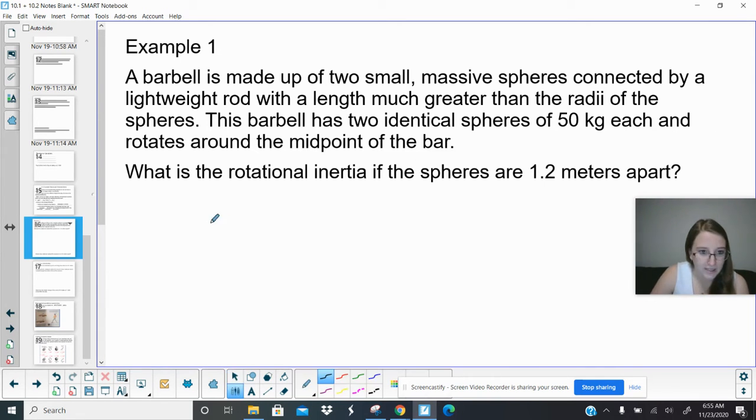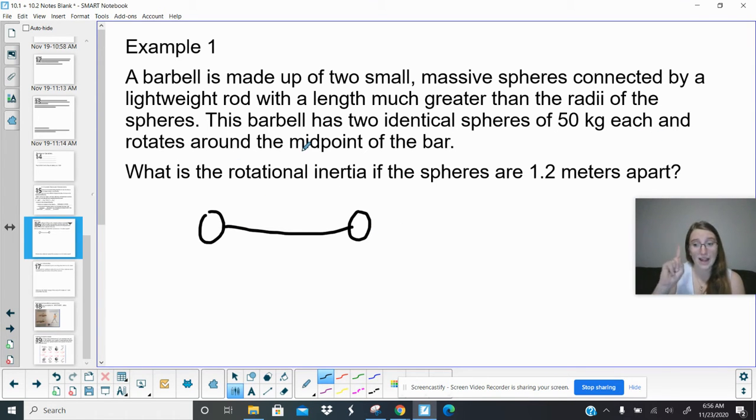So what this means, I'm going to draw a little picture here. Here's our two spheres connected by a thin, lightweight rod. We're pretending it's lightweight. Typically, the rod adds like another 45 pounds, I think, or however much that is in kilograms. But for the purpose of the question, and we'll talk about why later, we're going to say it's lightweight, and we can kind of ignore that.